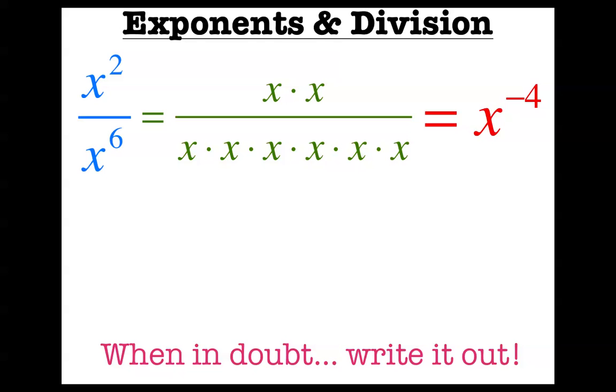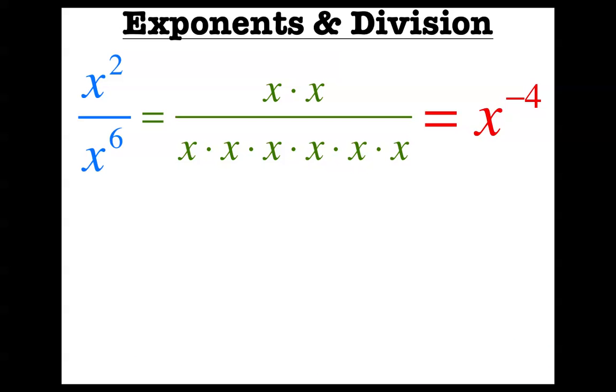But let's write it all out. X times x on top. There's 6 x's on the bottom. And if we match up those x's and scratch them out and match and scratch, now what you see is there's 4 x's, but the 4 x's aren't in the numerator. They're not on the top. They're in the denominator, aren't they? So it would be like there's x to the 4th on the bottom, and we'd have to put a 1 on the top as a placeholder.